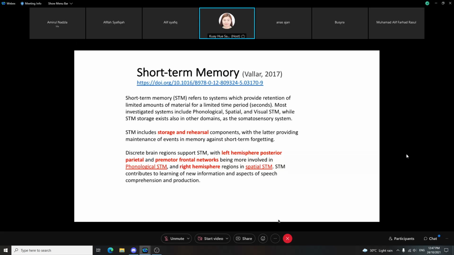It contributes to learning of new information and aspects of speech comprehension and production. So that's why it matters what we have learned before. It helps with our short-term memory as well. Everything in your long-term memory can help your short-term memory.